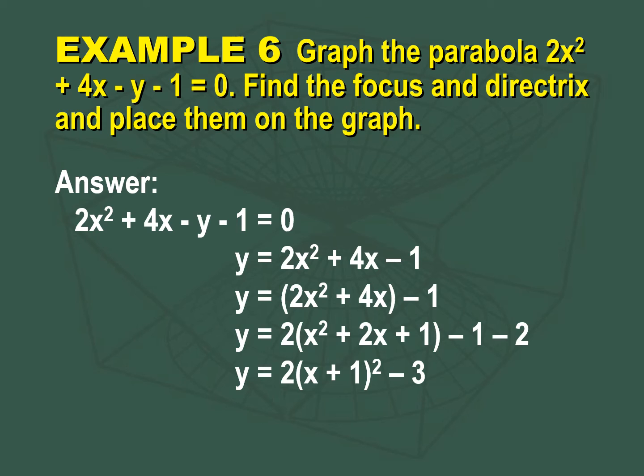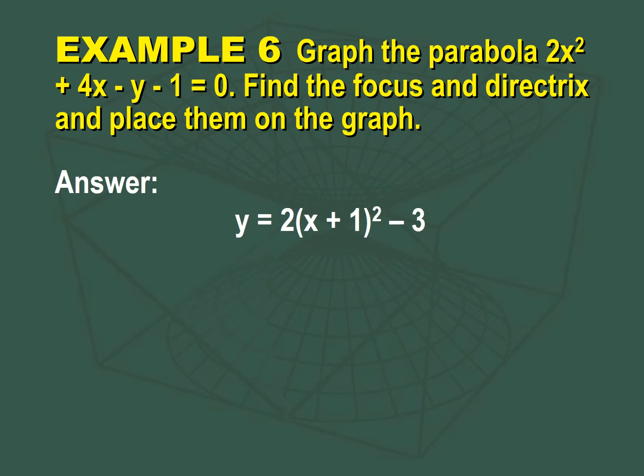So now that I have my vertex, I can also calculate my p-value to figure out where my focus and my directrix are going to be. So remember, p is equal to 1 over 4 times the absolute value of a. So my a value is 2. So the absolute value of 2 is 2, and then 4 times 2 is 8. So my p-value is 1/8.